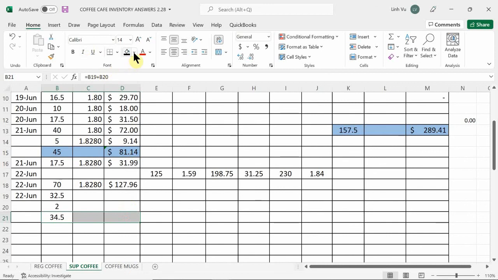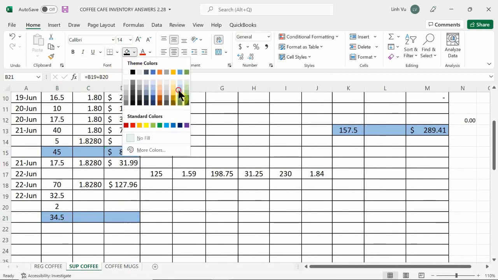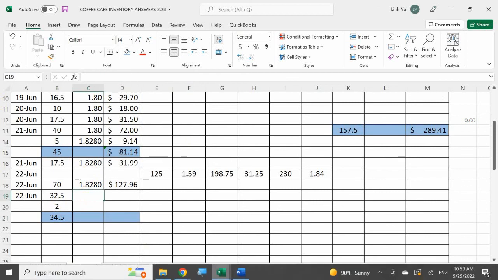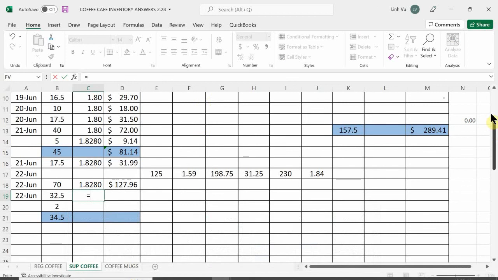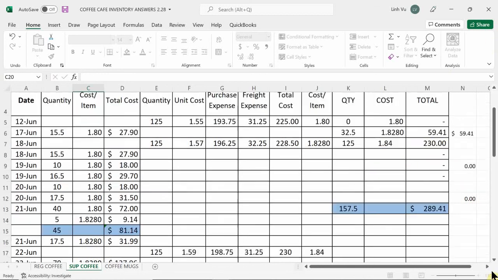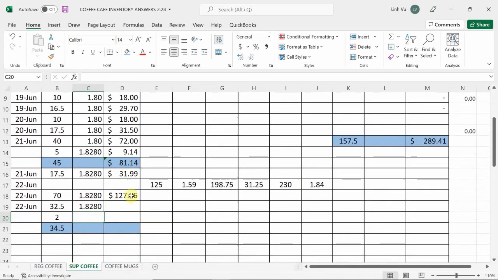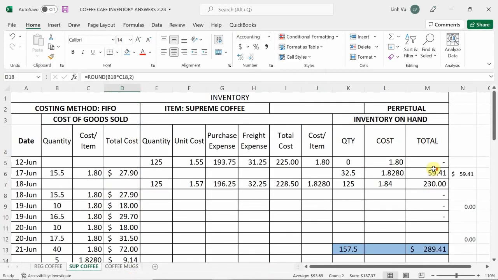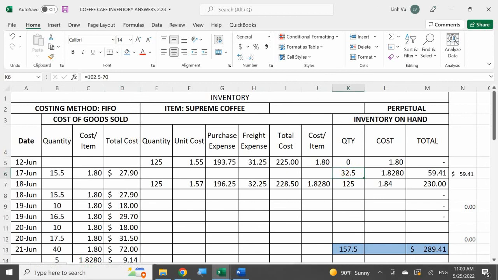I'm going to separate this so you know that this is a calculated amount, because I need to know what my grand total is for 34 and a half pounds. In this case, I know for a fact that this one is going to give me a grand total of $59.41, because I'm getting rid of all of it. So that should be $59.41. That means I can get rid of the whole thing, right?